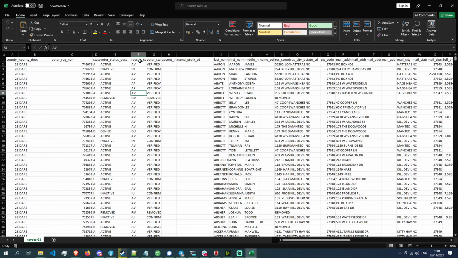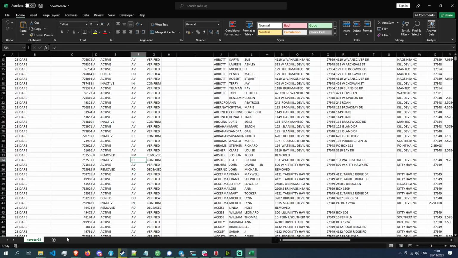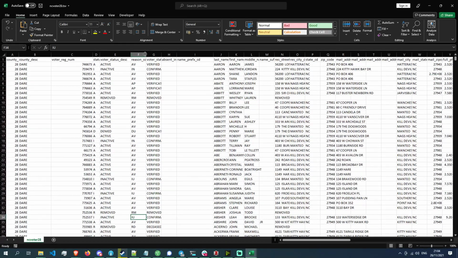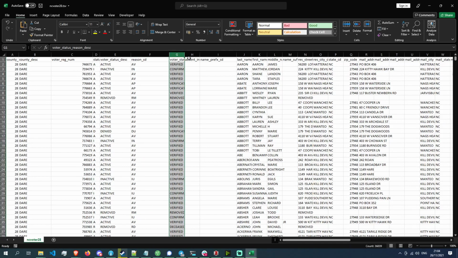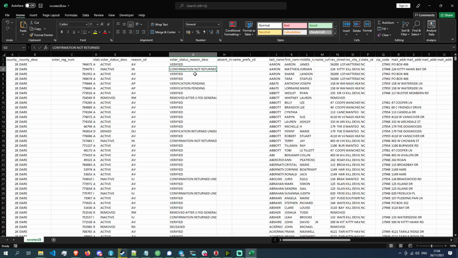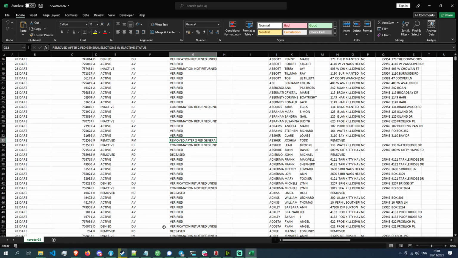We have reason, but in simpler form. So active would be AV, inactive would be IN, removed would be RM. So this is for indexing. You have some other variations, RD, IU, etc. So reasons. You have voter status. So you have various elements. You get unenrolled after 2 federal general elections as an inactive participant, or you forgot to send something, etc. So you have a few things.